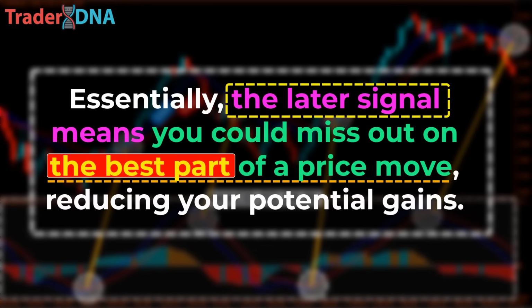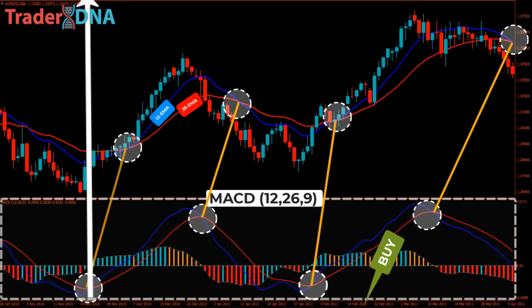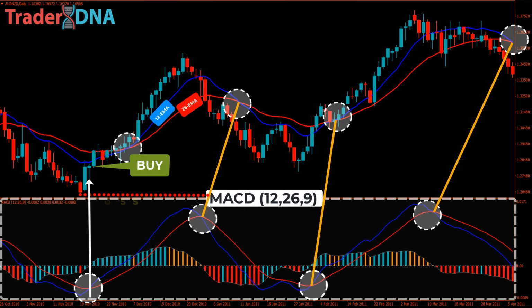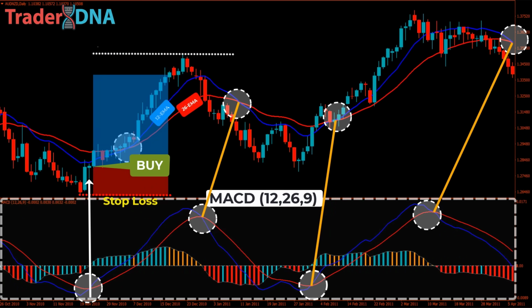gains. On the other hand, with the MACD, you get an earlier alert to shifts in momentum, allowing you to enter trades sooner, place tighter stop losses, and make more precise decisions. This faster reaction to price movement is why I prefer using the MACD to detect momentum shifts.